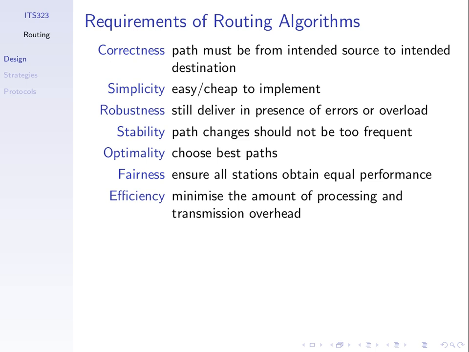That's stability. But on the other hand, we'd like an algorithm that if we detect some problems, can change paths. So don't change too often, but change often enough to avoid errors in the network or overload in some parts of the network. So there's a trade-off there amongst those two.